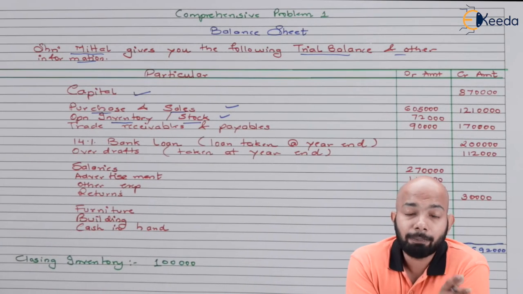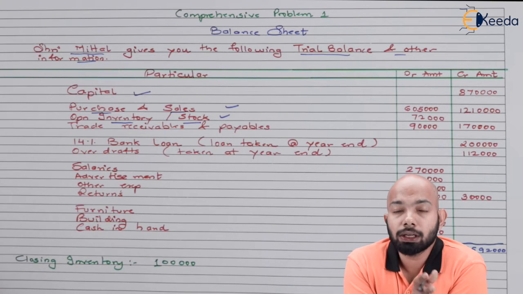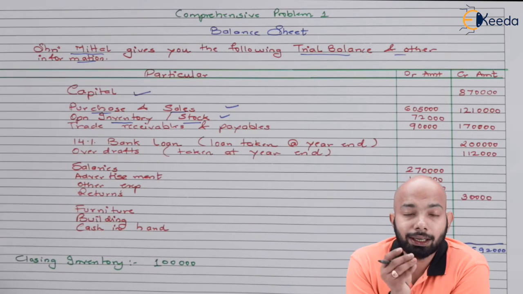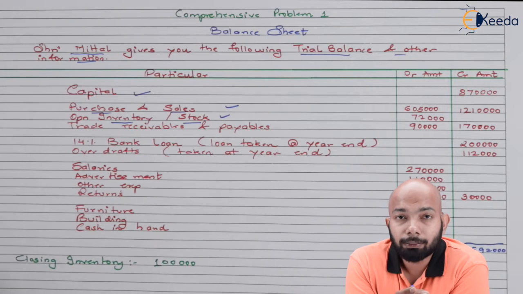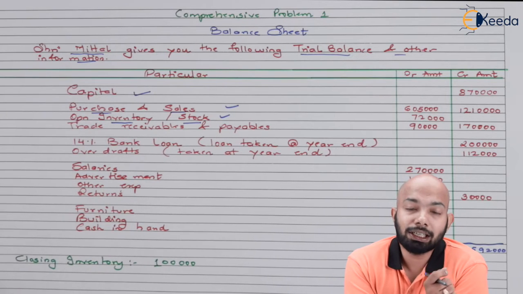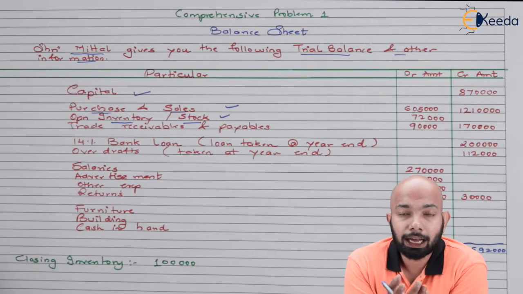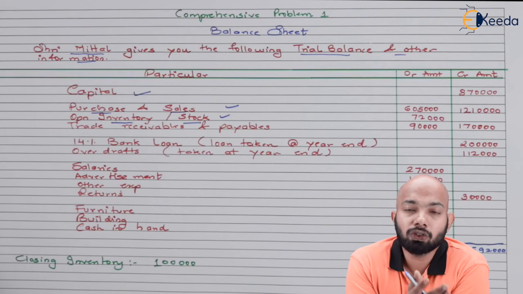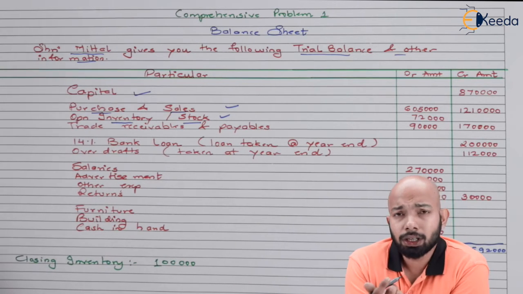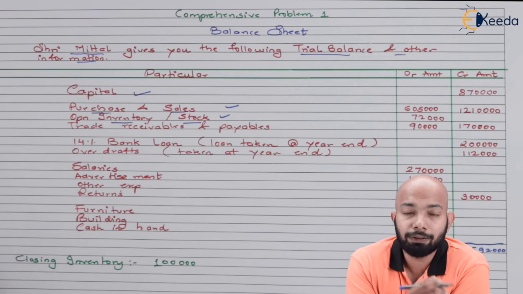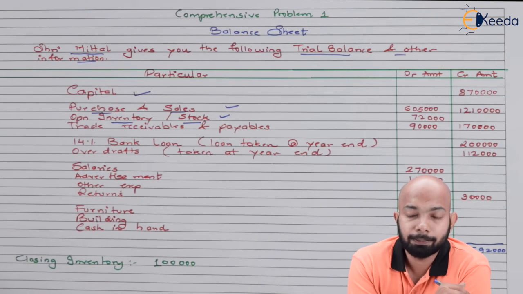Trade receivables and payables has been mentioned as 90,000 and 1,70,000. Trade receivables is something what we are supposed to receive. Trade payables is the liability that we have. Liability has a credit balance. Trade receivables is an asset, will have a debit balance. So 90,000 is what you're supposed to receive. 1,70,000 is a liability.